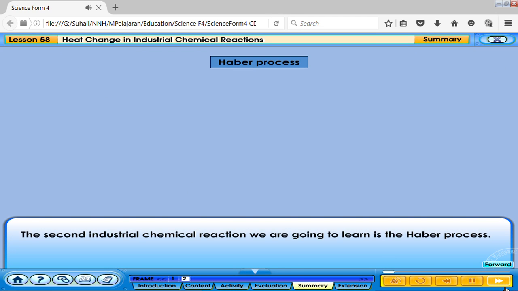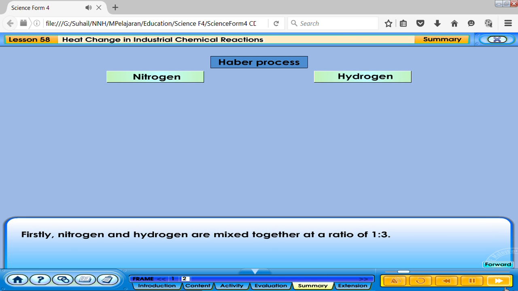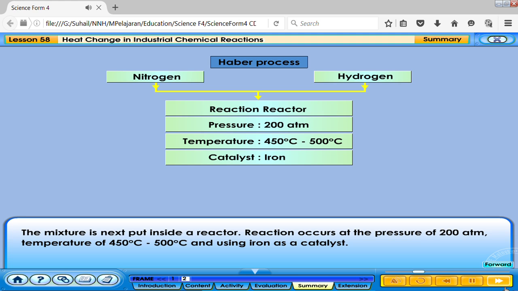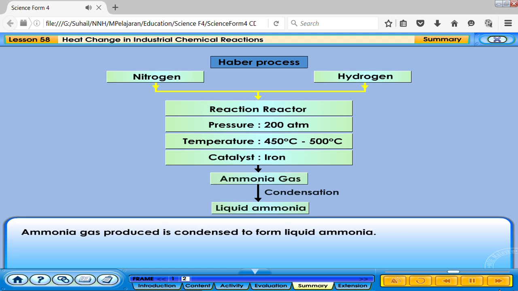The second industrial chemical reaction we are going to learn is the Haber process. Firstly, nitrogen and hydrogen are mixed together at a ratio of 1:3. The mixture is next put inside a reactor. Reaction occurs at the pressure of 200 atm, temperature of 450 degrees Celsius to 500 degrees Celsius, and using iron as a catalyst. Ammonia gas produced is condensed to form liquid ammonia.